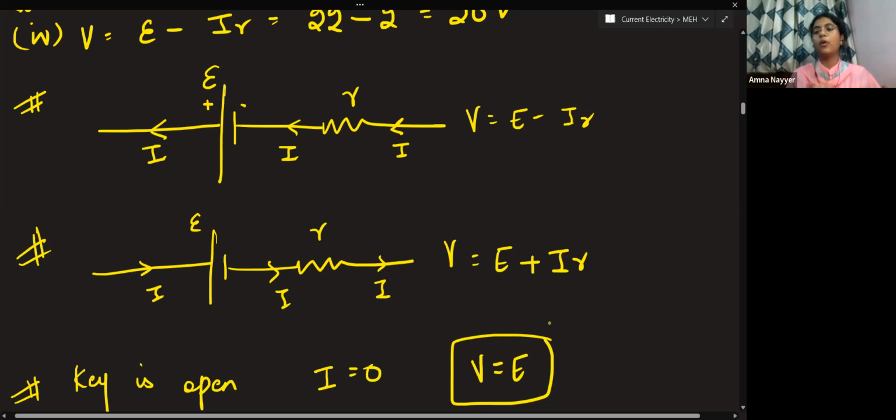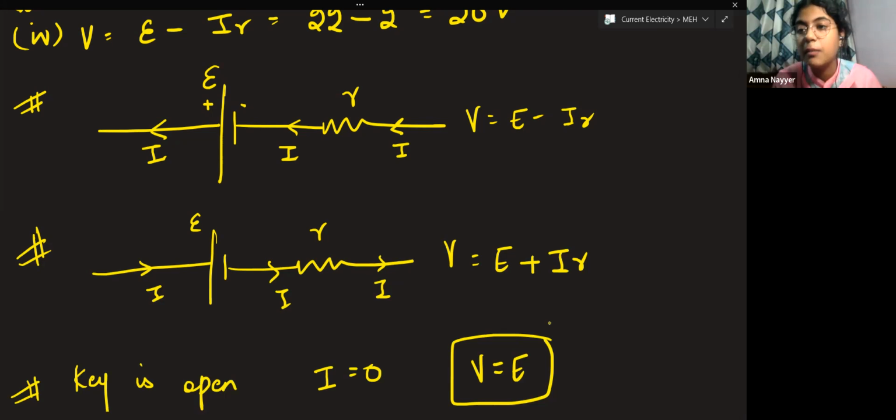Then we'll begin with an important topic today, that is your circuits, series and parallel combination of circuits. Many circuits we have already studied in capacitors.